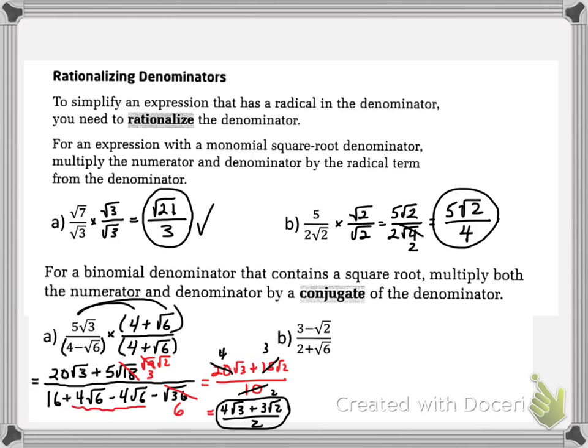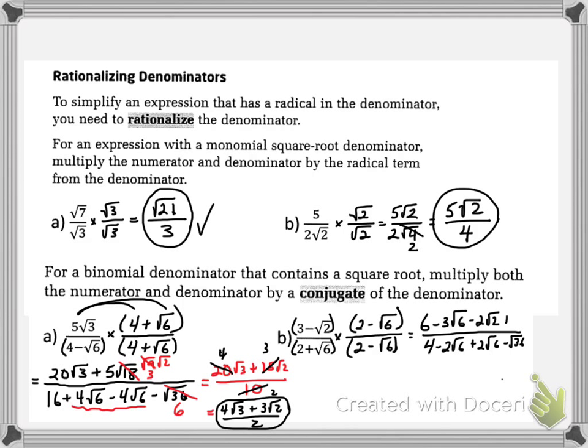For our next one, we have 2 plus root 6 on the denominator, so the conjugate would be 2 minus root 6. So we'd have to multiply the top and the bottom by 2 minus root 6. If we multiply the top now, we'd have to FOIL that. Oh, we'll do the bottom first, of course. 2 times 2 is 4, minus 2 root 6, plus 2 root 6, and minus root 36. On the top, we're going to get 6 minus 3 root 6 minus 2 root 2, and minus root 12, plus root 12.